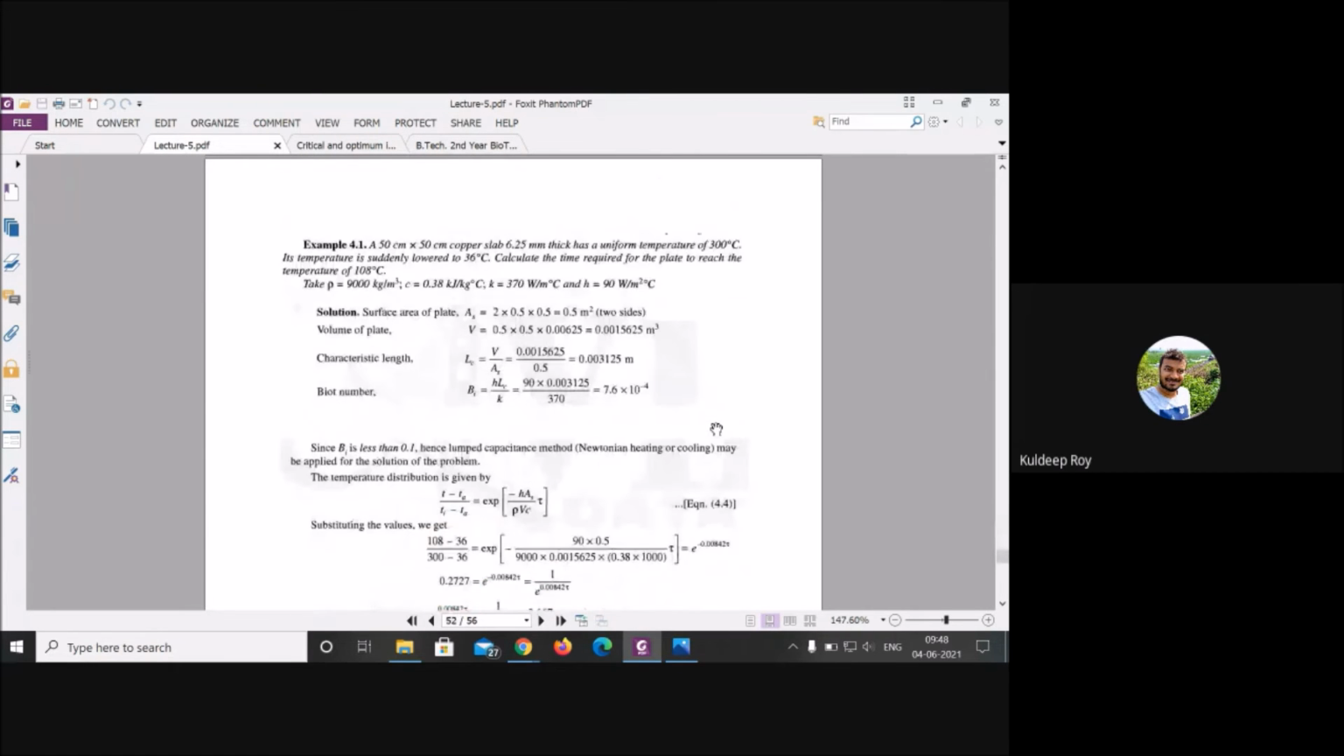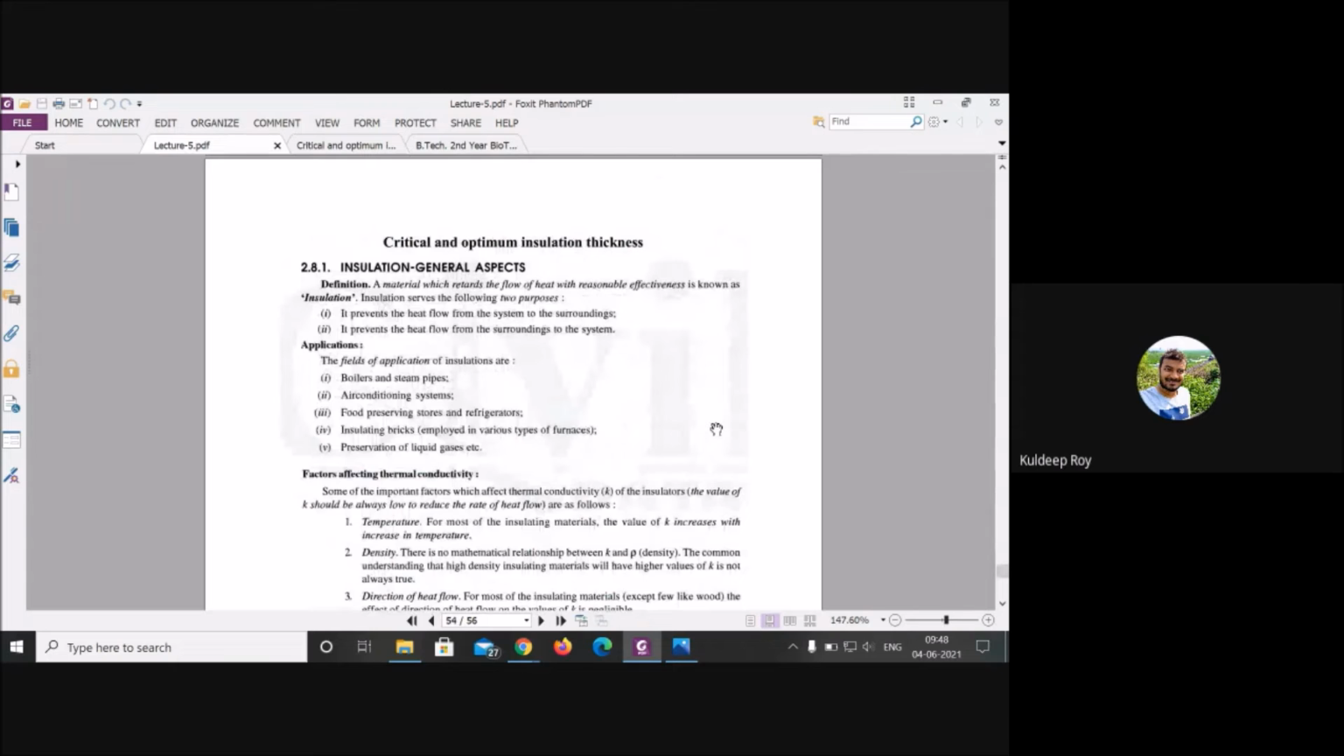Moving ahead, we will check the meaning of critical thickness and optimum insulation thickness. First of all, the question should come to your mind: why do we want this critical thickness? What is the reason behind it? If you check the fundamental formula, Q heat transfer is equal to minus KA delta T by delta x.